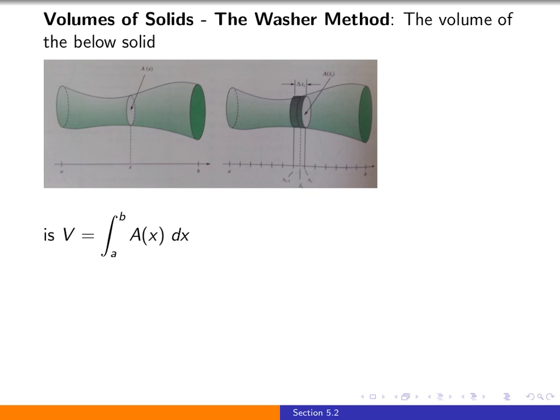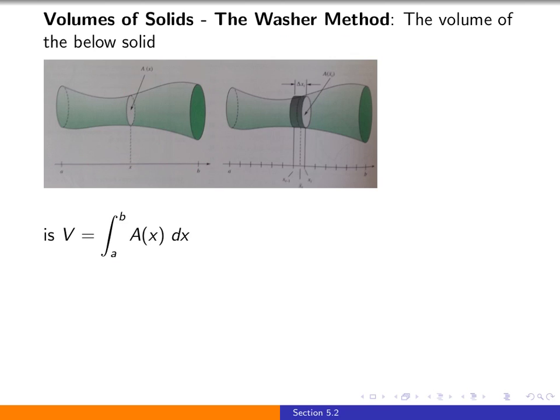In this video, we will investigate several more examples of calculating volumes via the washer method. As a reminder, if you have some solid whose volume you'd like to calculate, the formula we came up with was a definite integral from a to b, corresponding to the x values of the solid, and what we need to integrate is A of x, where A of x corresponds to the area of the cross section of your solid at x.